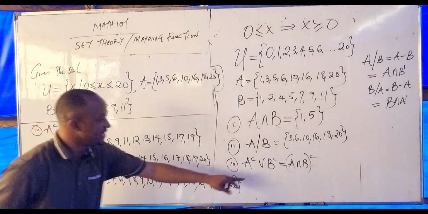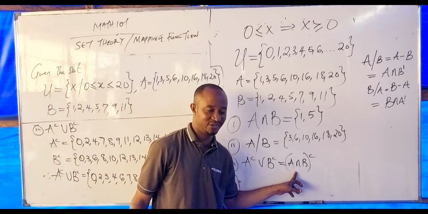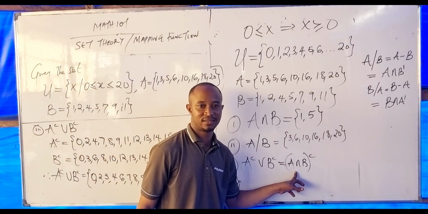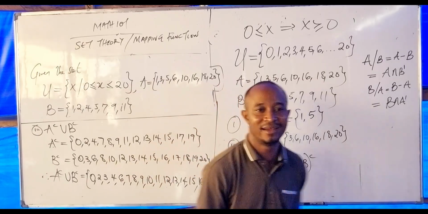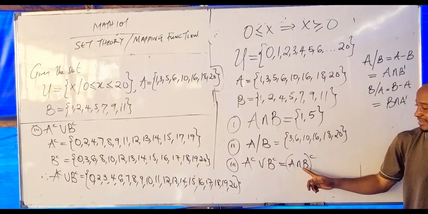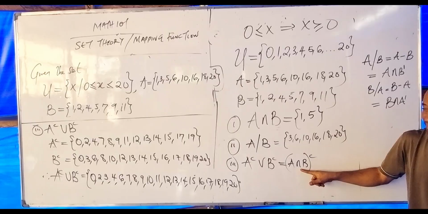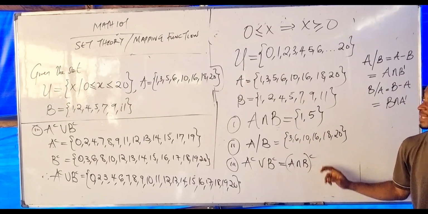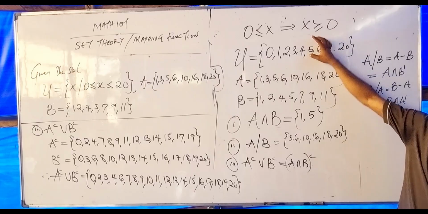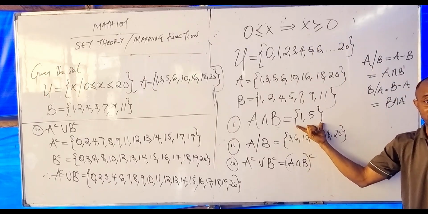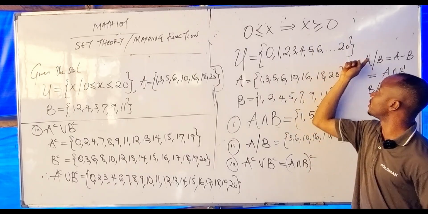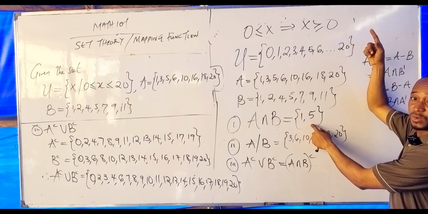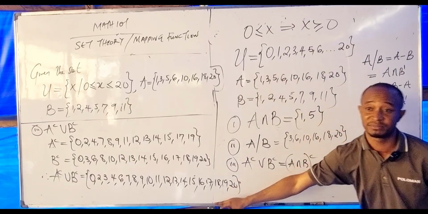Then if I'm to use this to solve, can we check this together? Is it correct? I capture this first. What is A intersection B here? 1 and 5. This simply means those elements that are found in the general set but not in A intersection B, meaning all the elements in the general set minus 1 and 5. Which are the same thing, right?